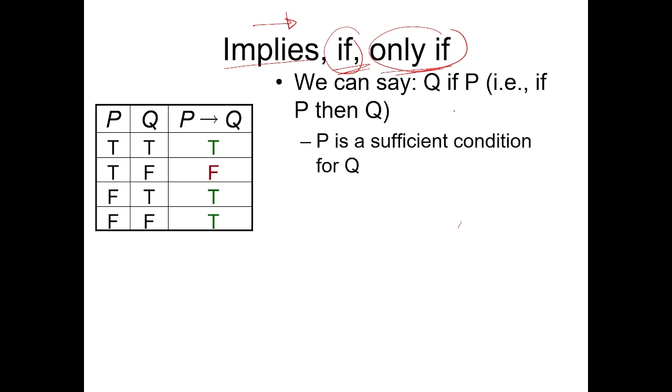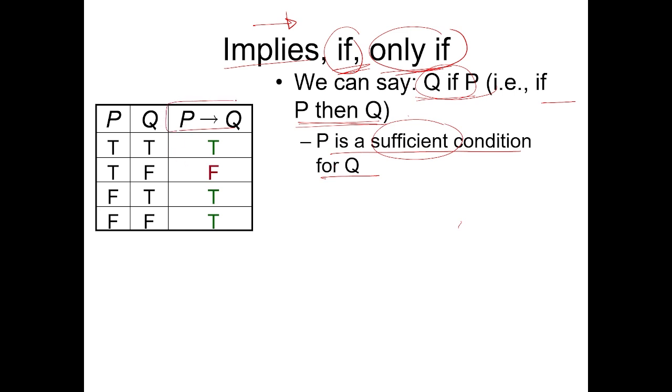We can say that Q if P, i.e., if P, then Q. P implies Q can be written also as Q if P. Here, remember that P is a sufficient condition for Q. If P, then Q. Is it sufficient though?